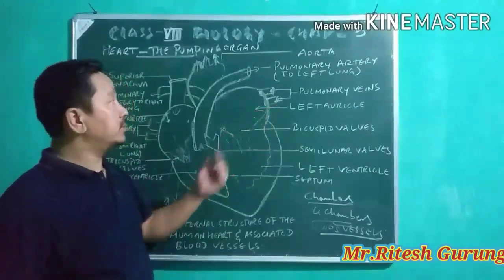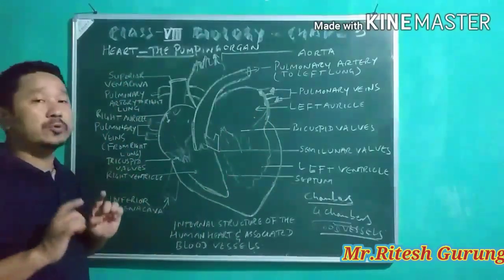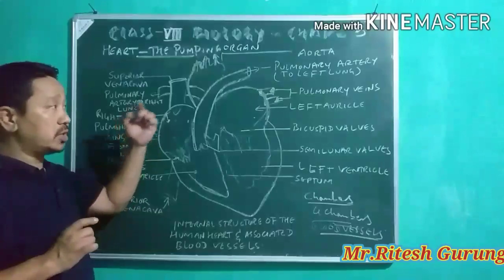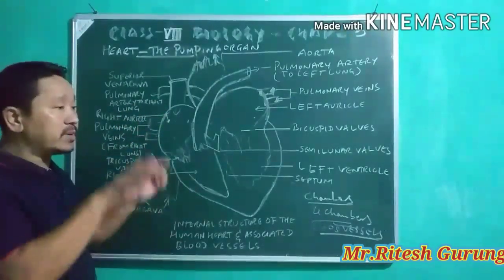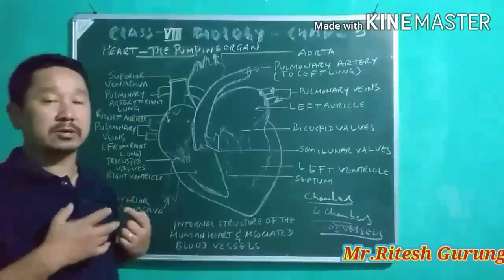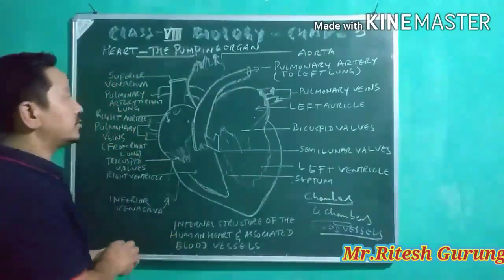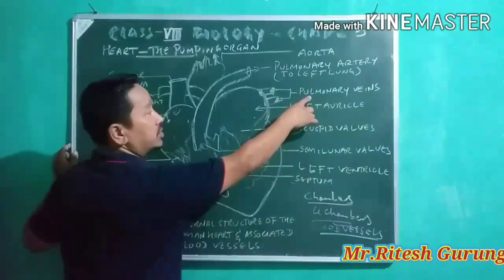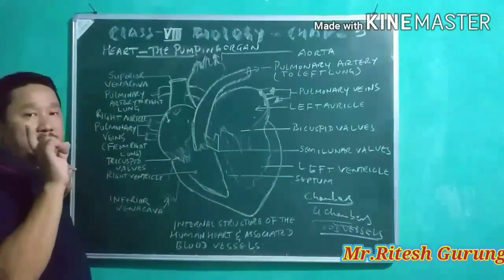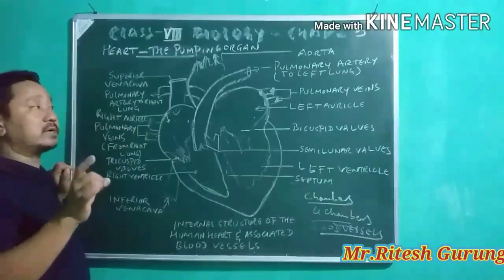Then we have got veins. These are the veins, and we have got two pairs of pulmonary veins out here. That means the pulmonary veins which are coming from two different lungs. We have got right lungs and left lungs. So here you see pulmonary veins. Pulmonary veins out here bring the pure blood. Remember here, oxygenated blood.